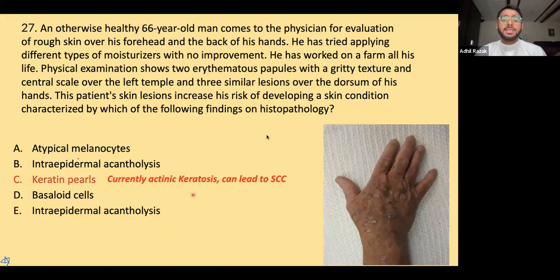So what we're dealing with is actinic keratosis. And this can lead to squamous cell carcinoma. So yeah.